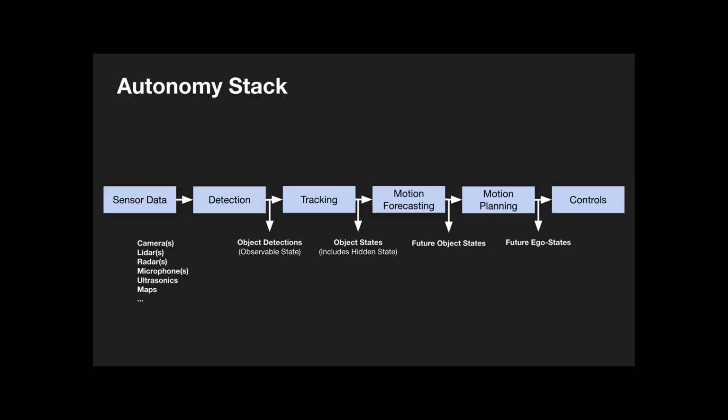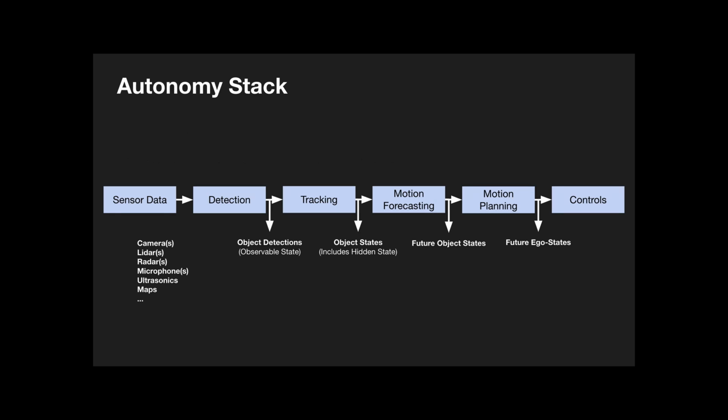But yeah, let's go. So here is the autonomy stack, from sensor data all the way to the controls that command the vehicle. We start consuming sensor data, which can be from a diverse set of sensors: camera, LiDAR, radar, maps, microphone, etc. Then this is consumed by a detection module, which outputs all objects in the scene. Next, after a few cycles, generally at least 2, the tracking module is able to recover the internal motion state for each object. Then the motion forecasting module will estimate the future object states.